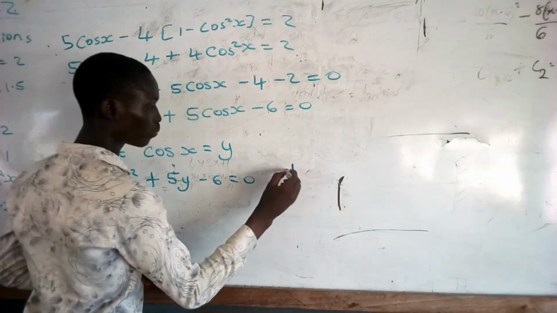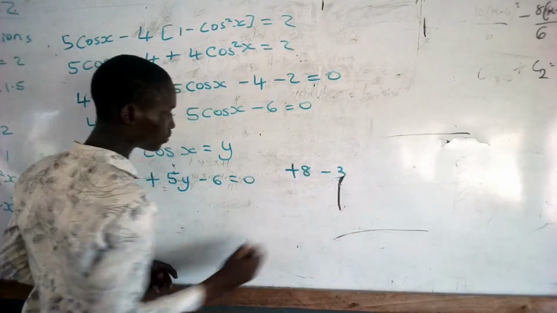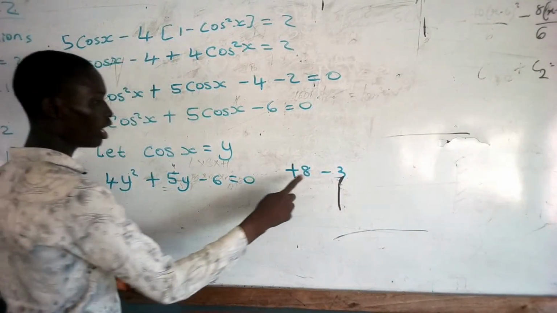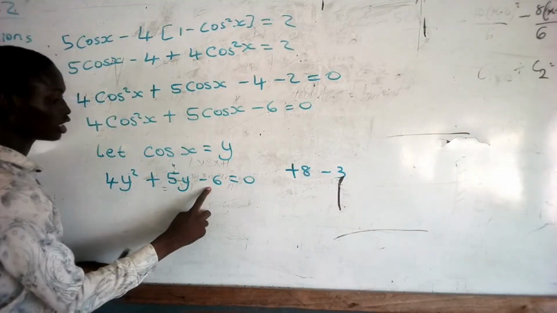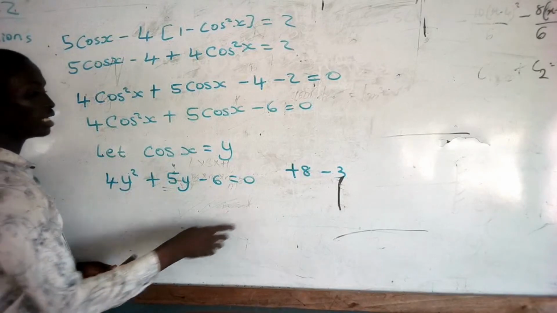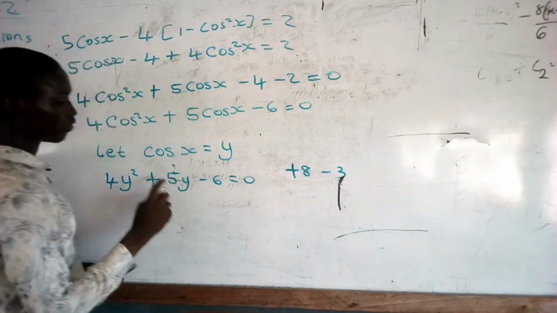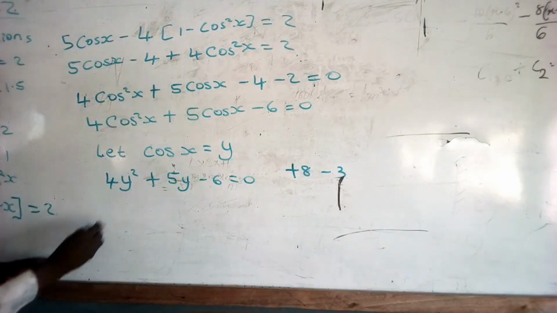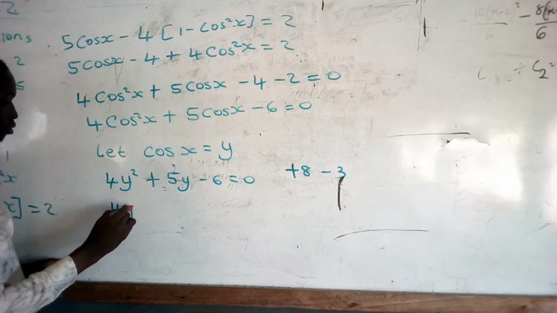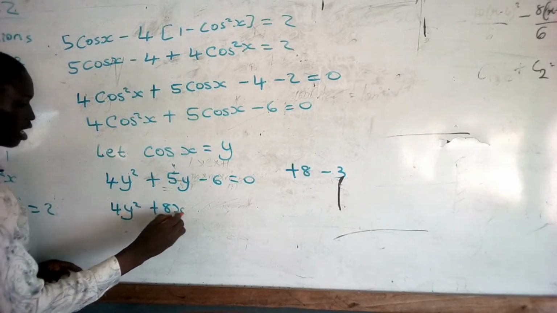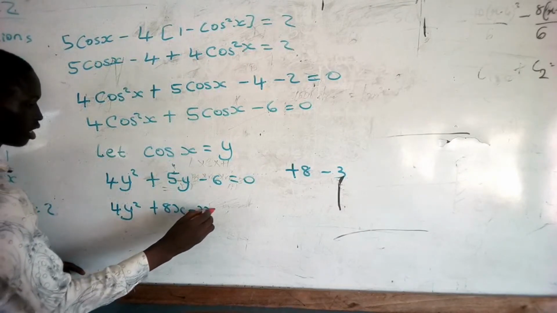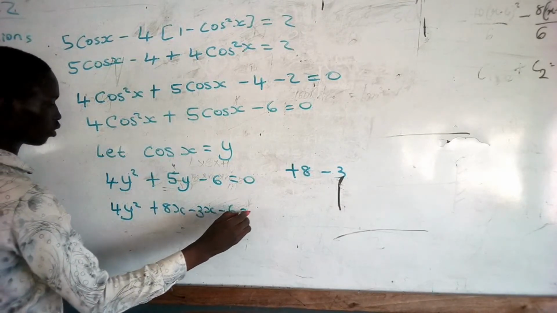The best numbers there are plus 8 and minus 3. 8 times minus 3 will give us minus 24, and this is minus 24. And 8 minus 3 will give us 5, and this is 5. So I'm going to write there 4y squared plus 8y minus 3y minus 6 equals 0.